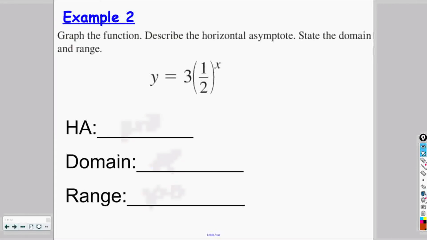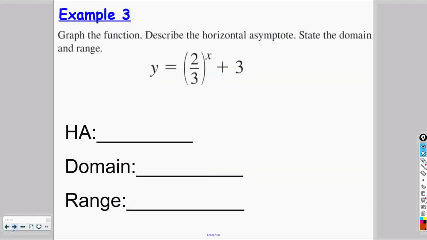All right, moving on to example 3. In this one we have y equals 2/3 to the x power plus 3. Now once again, like we talked about before, we have to figure out, is that plus 3 directly affecting x or affecting the overall function? In this case, that plus 3 is on the same level as this 2/3, so it's affecting the overall function. We're not adding 3 first to x and then using the exponent.